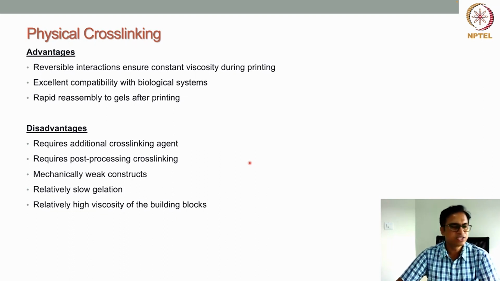There can be instances where physically cross-linked hydrogels are mechanically weak. So again, just to improve the mechanical property, maybe we need to use certain other secondary cross-linking agents, because the structures are mechanically weak.